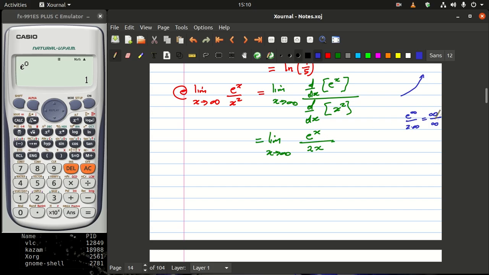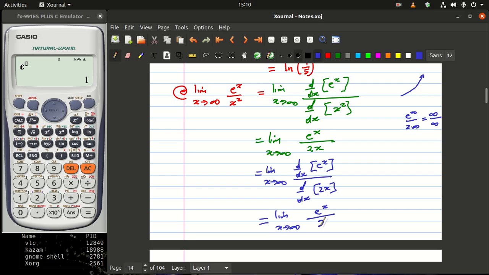So we have infinity over infinity, which means that we can use L'Hopital's rule once more to evaluate this limit. We find the first derivative of e to the power x divided by the first derivative with respect to x of 2x. What is the derivative of that? We still have the limit, of course. The derivative of e to the power x is the same as e to the power x, and the derivative of 2x with respect to x is just 2.